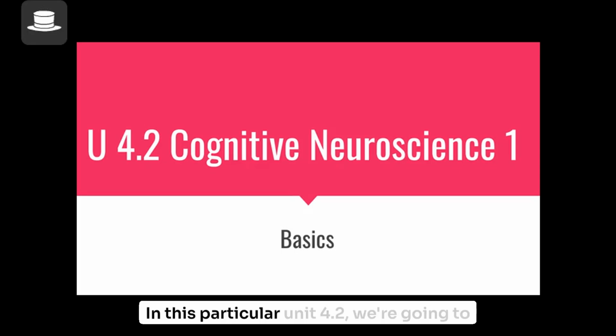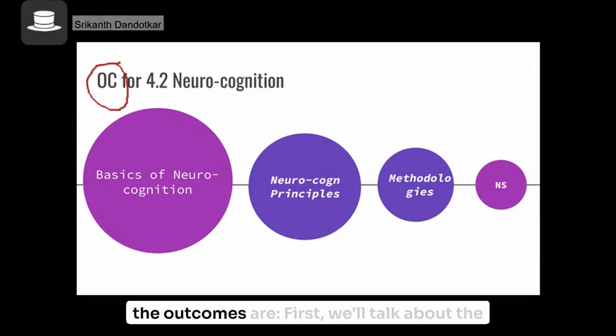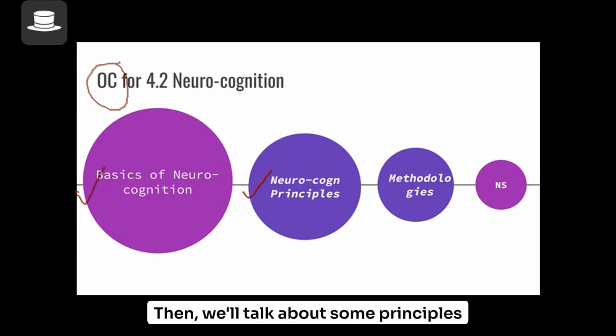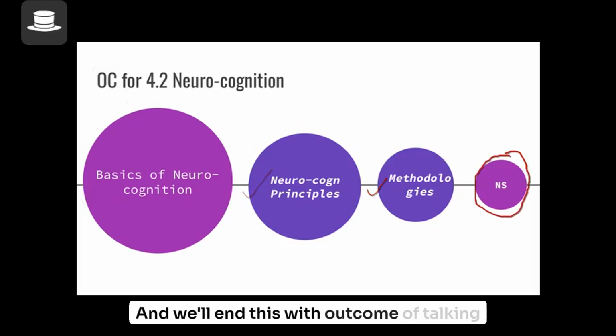In this particular Unit 4.2, we're going to talk about this particular discipline and approach, in particular, the cognitive neuroscience methodologies and the different measures we use under this umbrella to understand better about the human mind. In this unit, 4.2 neurocognition, the outcomes are first, we'll talk about the basics of neurocognition, and then we'll talk about some principles specific to neurocognition. Then we'll talk about a few most important methodologies from this discipline, and we'll end this with the outcome of talking about the nervous system in general.